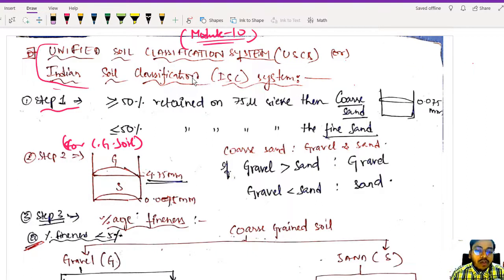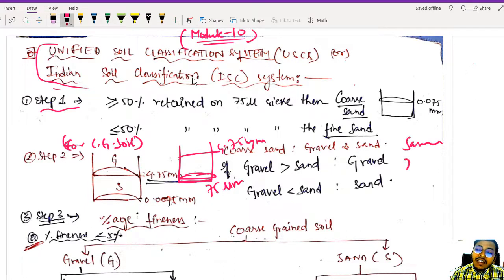Now for coarse grain soil, what do we have to do? We have to take 2 sieves. The first sieve is 4.75 mm and the bottom sieve is the same 75 micrometer. So what is the size of sand? Remember, we studied it in the last module, module number 9. Our sand specification is 75 micrometer to 4.75 mm.